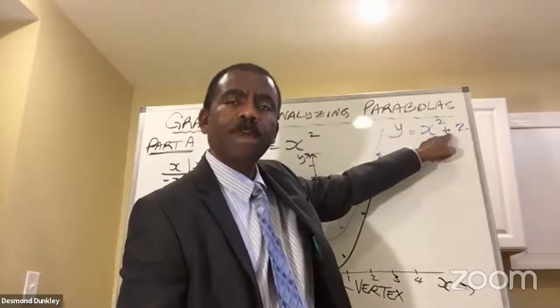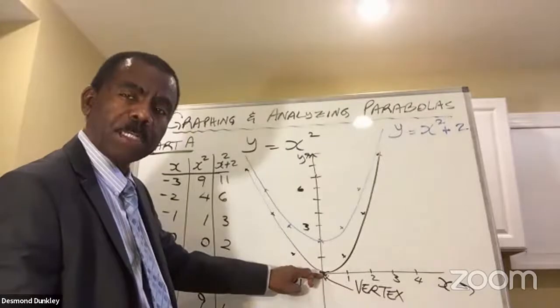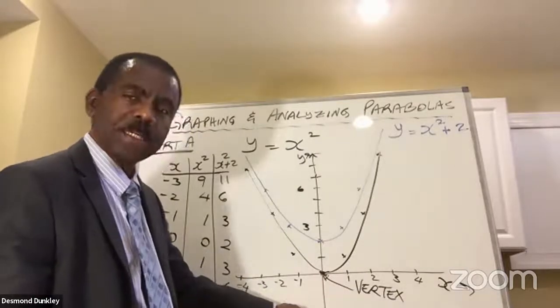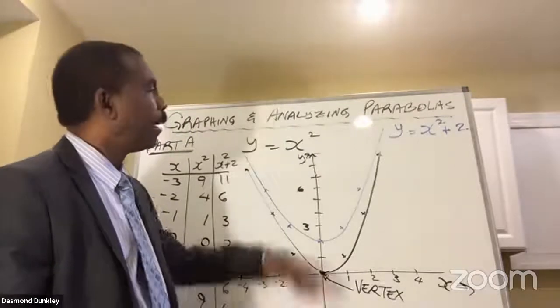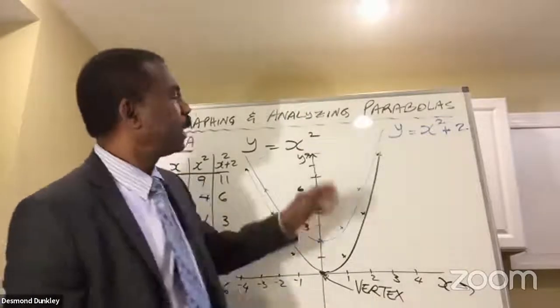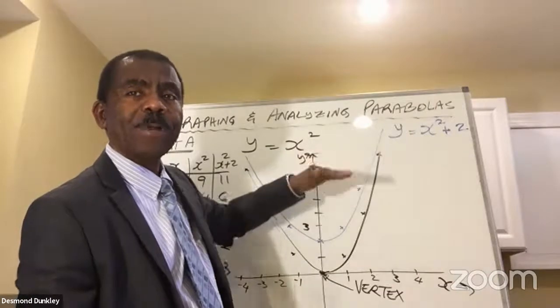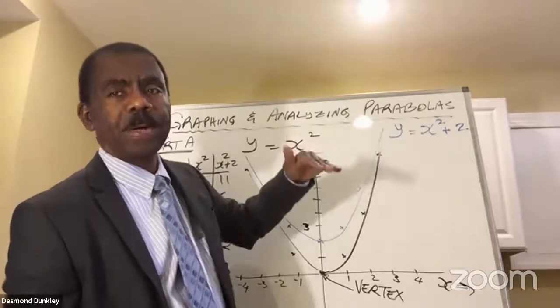If we were to subtract 2, it's going to pull the graph down from the original spot, down 2 units. So again, we're analyzing the graph of the parabola. Once we add something to the quadratic term, it causes the graph to shift, whether up or down.